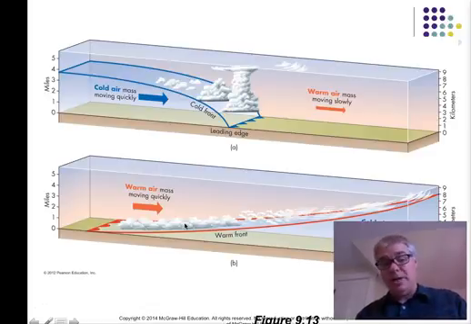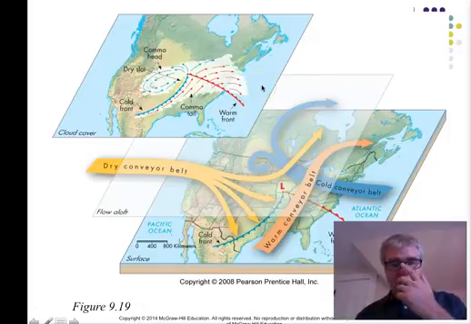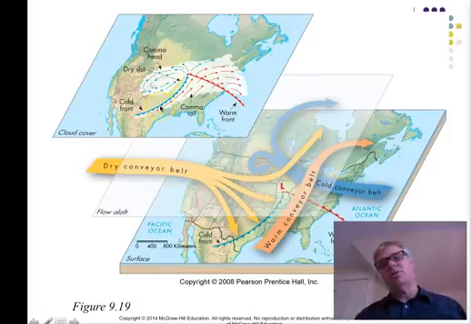And here in New England, we will get both of these kinds of fronts. So this diagram here from the textbook can be a little helpful, I think, showing what a typical storm system coming across the U.S. will look like.